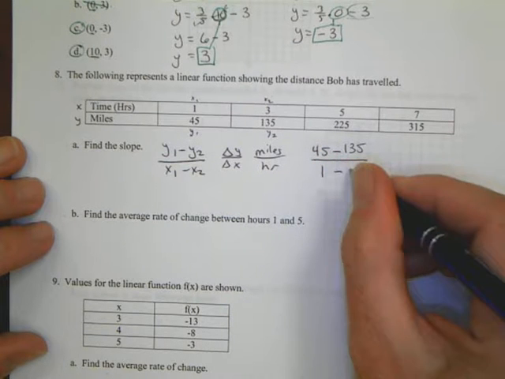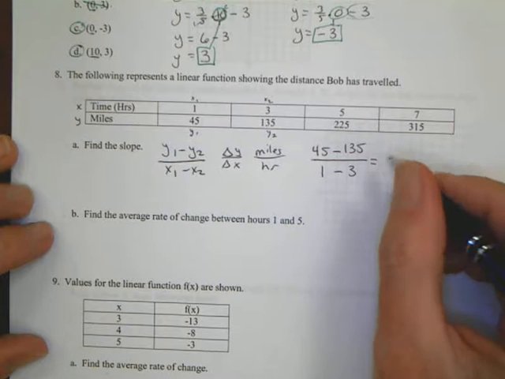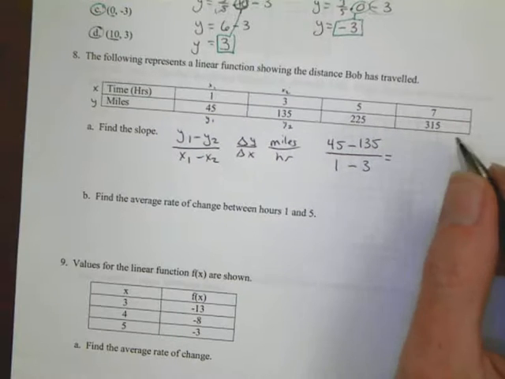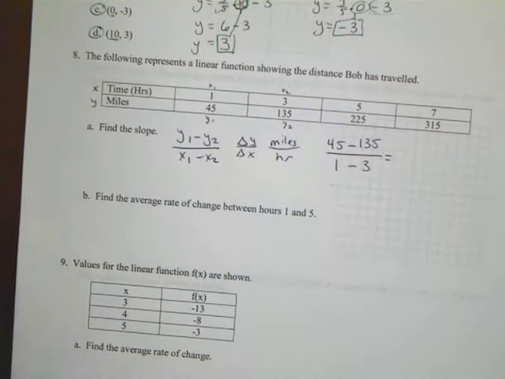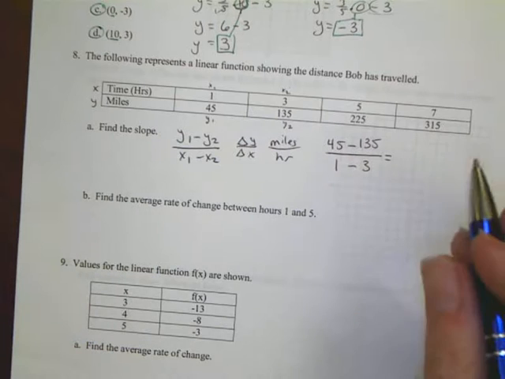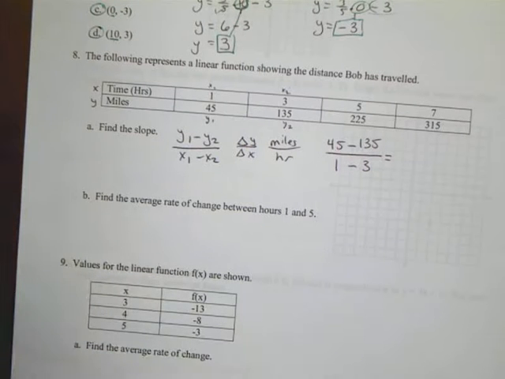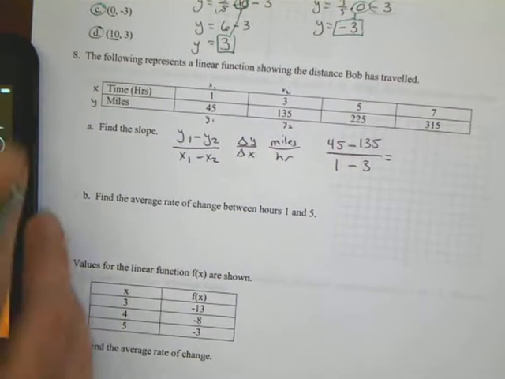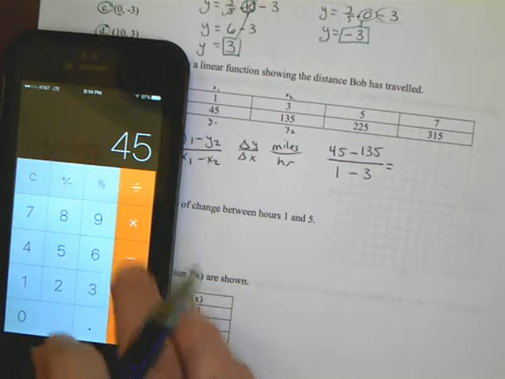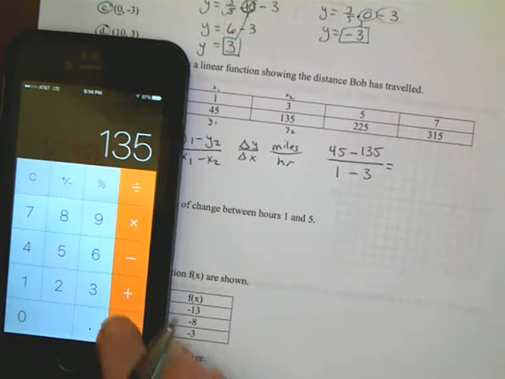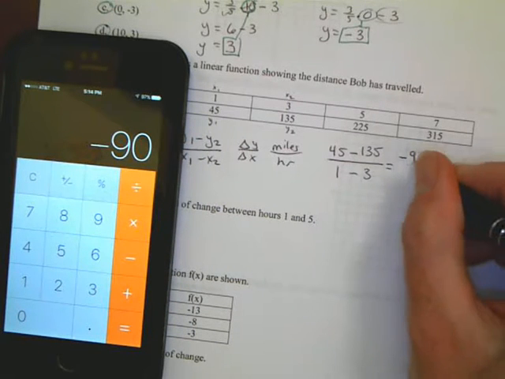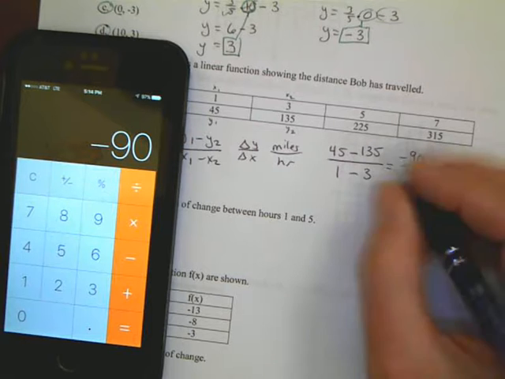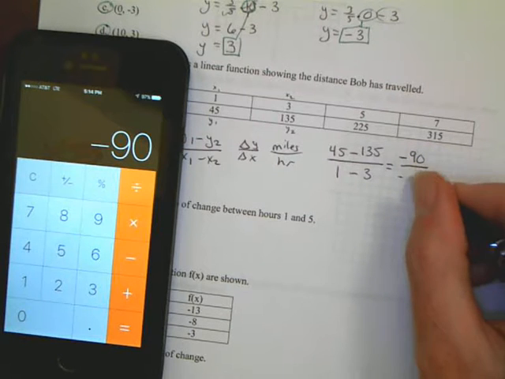minus 3. I end up with 135 minus 45, which is going to be, let's do a little calculator here just to make sure I'm doing my math right. Sometimes when I'm on the video I get a little nervous. So 45 minus 135. So I have a negative 90. And 1 minus 3 is minus 2.